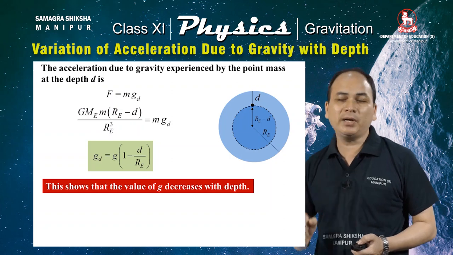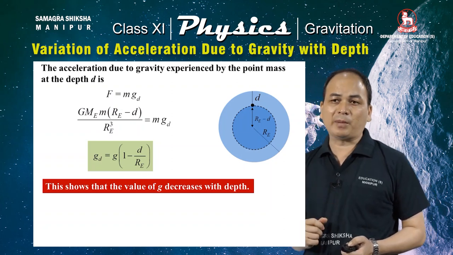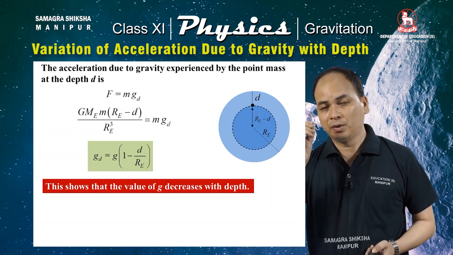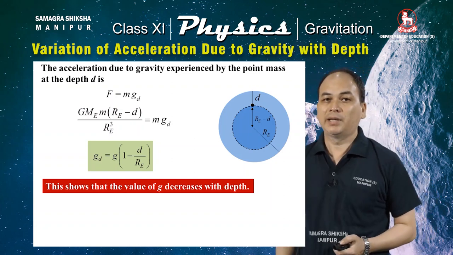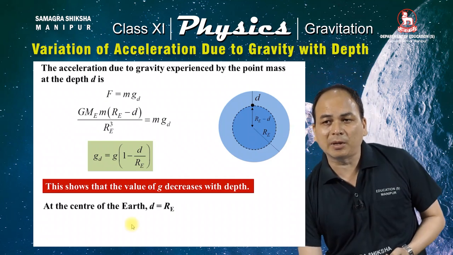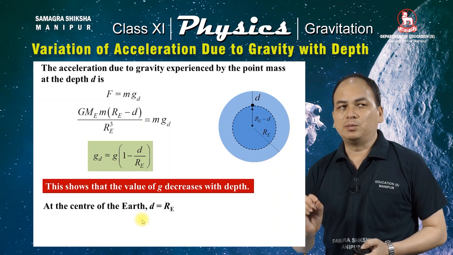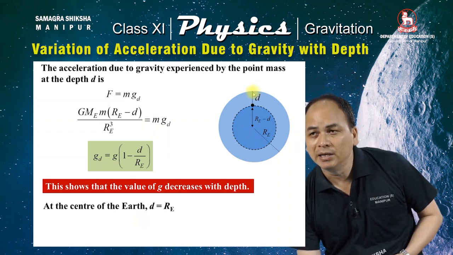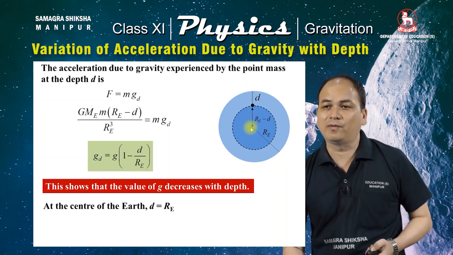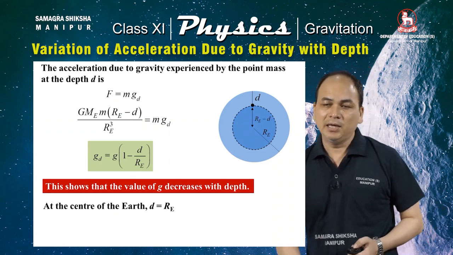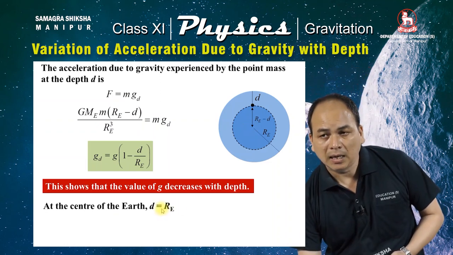As a corollary, what happens at the center of the earth? The value of g at the center of the earth, we draw it. At the center of the earth, small d, the depth from the surface to the center, you will find that small d should be equal to the radius of the earth, that is R_e.